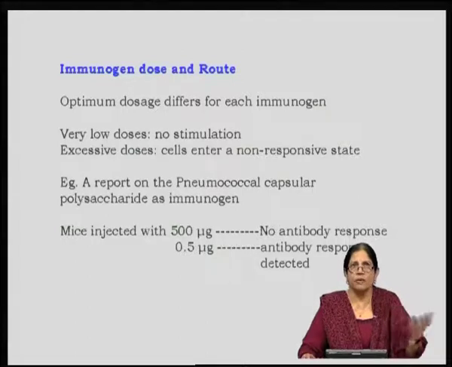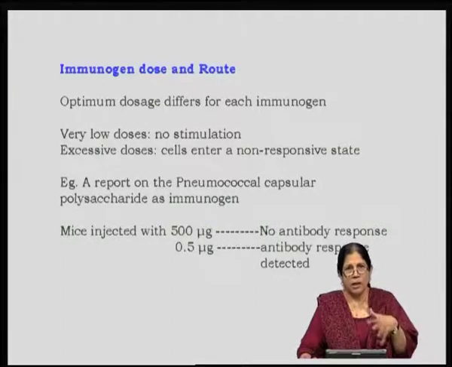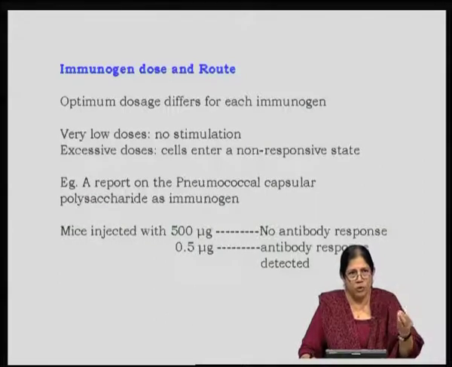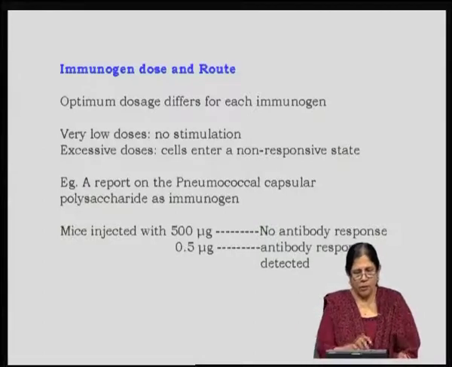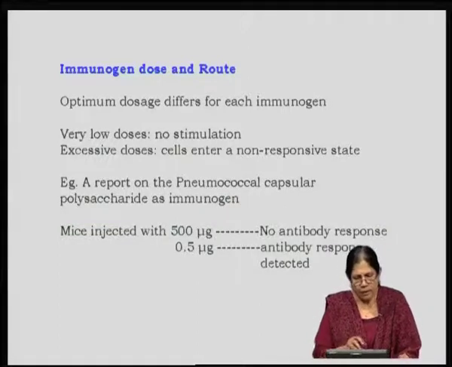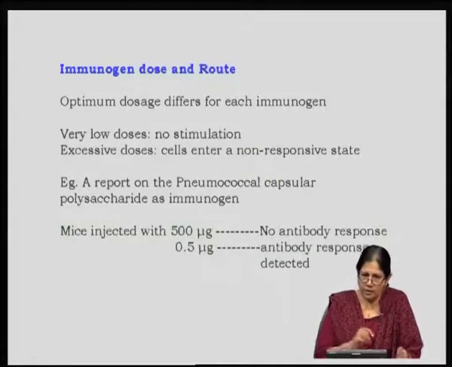Let us think in terms of phosphorylation of this molecule. There is just too much. Now, too much of anything is bad. It is bad also for cells. B cells which are too activated would go into a non-responsive state, will not be able to proliferate. So, very low doses and excessive doses, both of which are difficult to define for any immunogen, have to be determined experimentally. I would like to substantiate this with an example, and I find this example really very interesting.